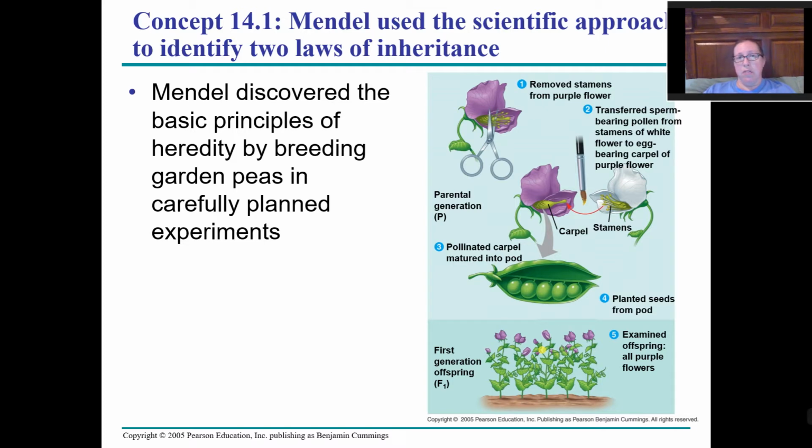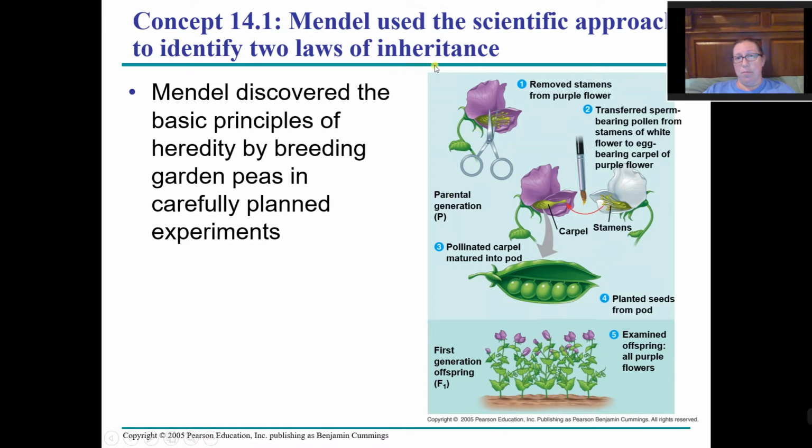Okay, so this is just a slide showing you what he did. So you have a purple flower. There are many different traits for the pea plant, but he took the stamens from the purple flower and transferred some pollen, with the white and the purple, and you had the P generation, which is not P as in pea, but parental generation right here. Parental means the beginning. It doesn't necessarily mean your parents, it means the beginning.